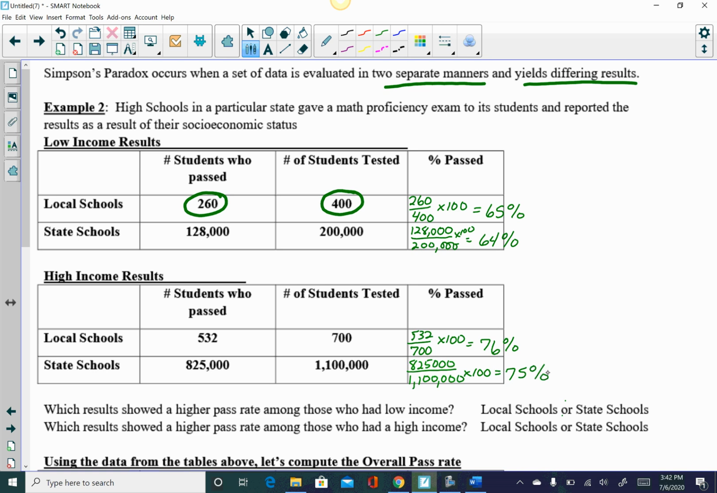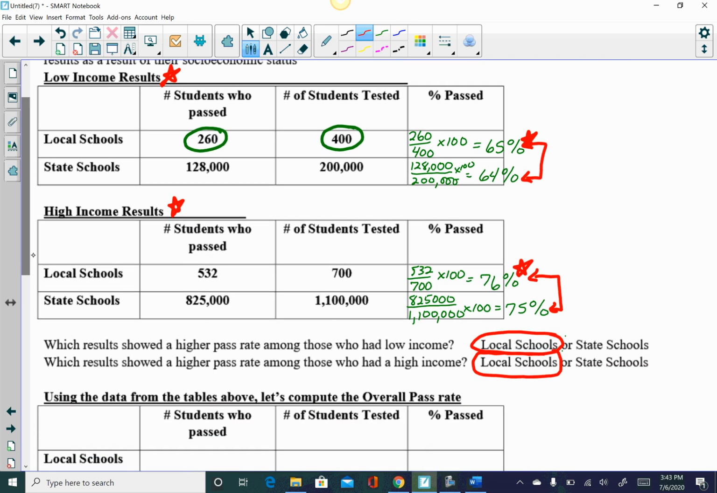So now we've got, looking at these results here, first question says, which results showed a higher pass rate among those who had lower income? So your lower income is the top table up here, and you just would compare these two values here. Okay, so 65% of course is the larger percentage there, and that corresponds to local schools. Which results had a higher pass rate among those who had higher income? So here's your higher income. That's the second table here. Again, we're looking at these two percentages here, and looking for who had the higher percentage. Local schools again, 76% is higher than 75%. So broken down here by high income and low income, we're seeing that local schools had the higher pass rate.